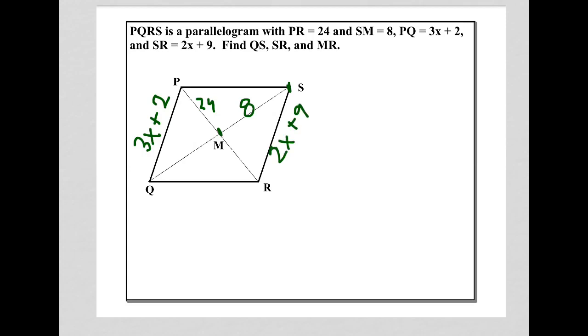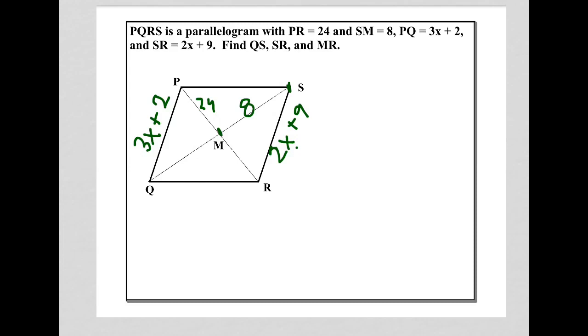Okay, I want to find QS, so I want to find the other diagonal, the entire length of it. I want to find what SR is, so I need to solve for the x there and figure out that side length. And I want to solve for MR, so the other half, or the half of that diagonal PR. Okay, so things that we know about parallelograms.